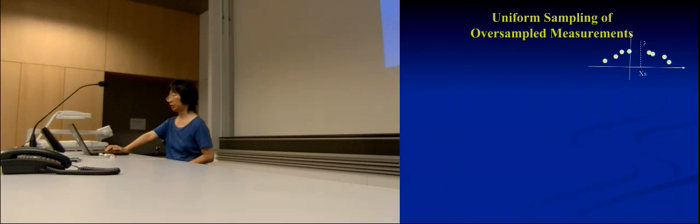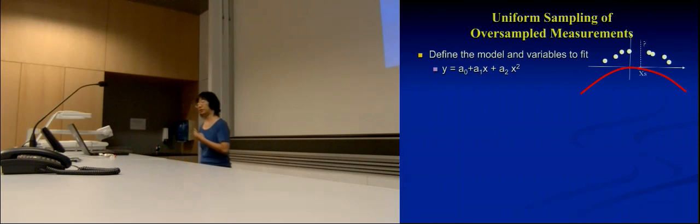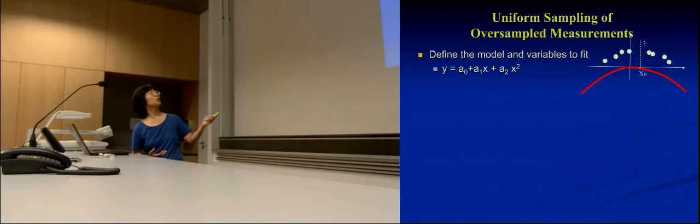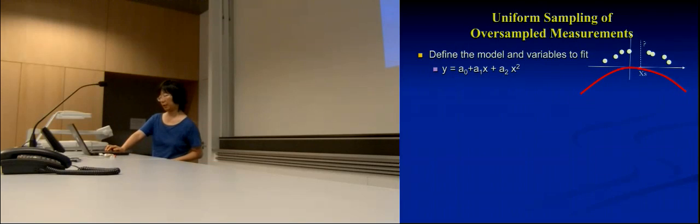Okay, number one is you have to define the model. So for example, in here, I look at this data, I say, I probably cannot fit a straight line over it. So I'm going to use a 2nd order polynomial. So I will need 3 parameters to determine this model. So I know this is the shape in its general form.